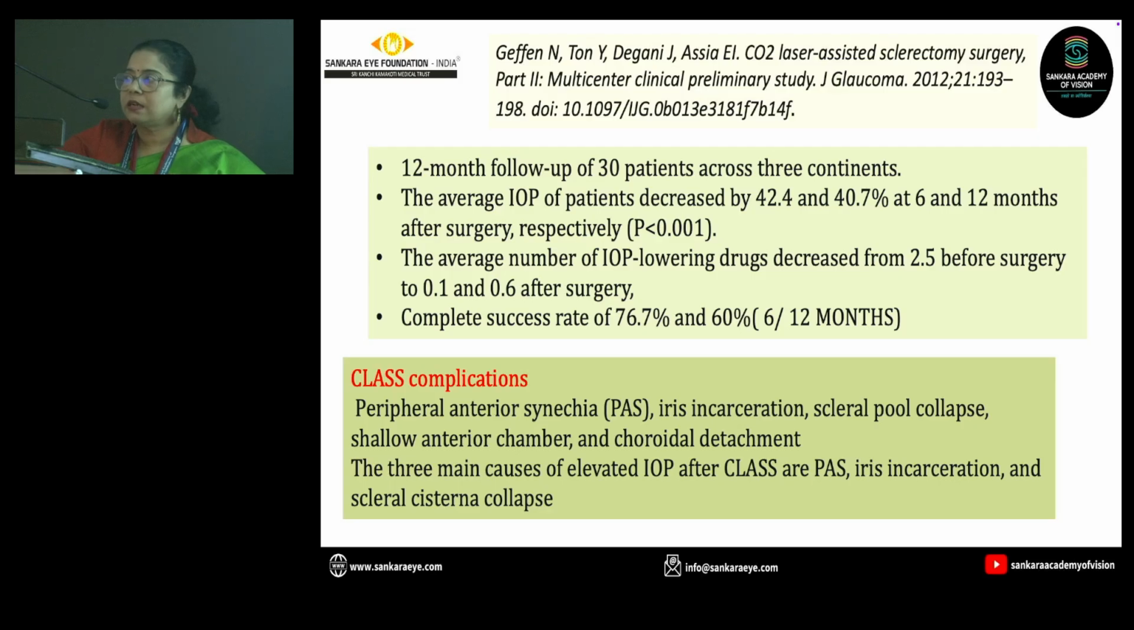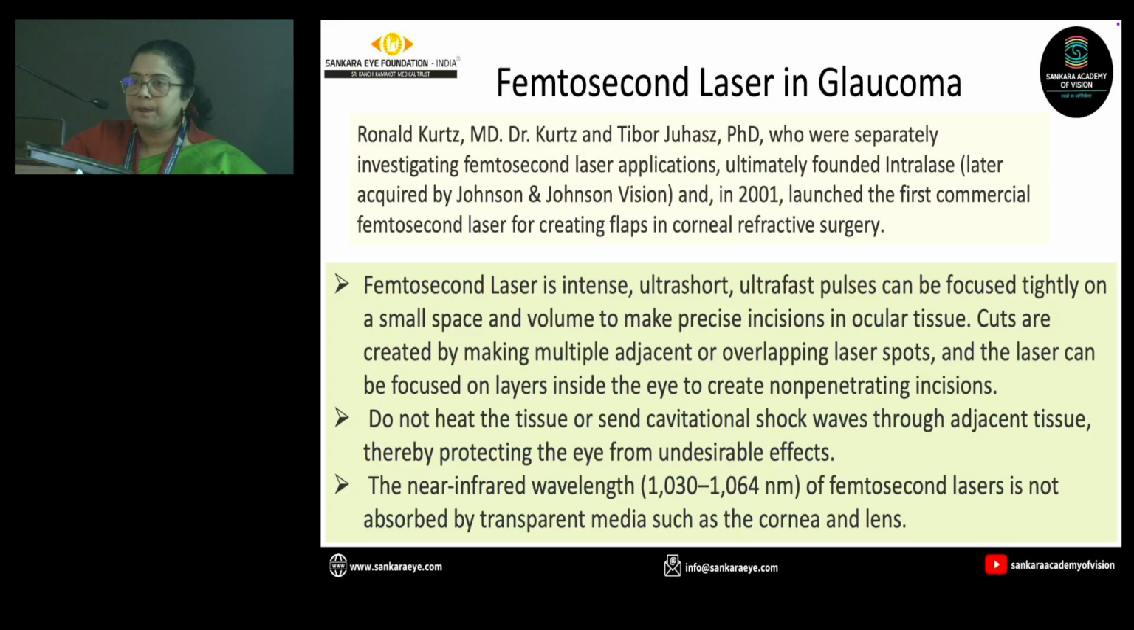So these are some of the studies which have been preliminarily done in 2012, wherein they found a complete success at 6 months and 1 year to be around 76 to 60% in these 12-month follow-up of 30 patients. Few complications, PAS, iris incarceration can happen, and these are the main causes for elevated IOP after the procedure.